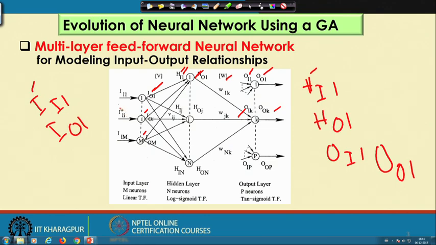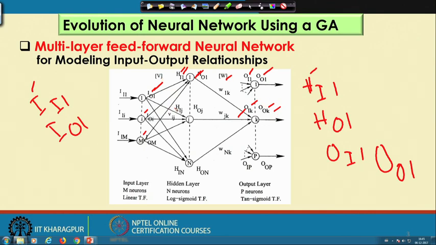For example, say II, that is the input of the ith neuron lying on the input layer, IOI, this is the output of the ith neuron lying on the input layer. Then comes your HIj, that is the input of the jth neuron lying on the hidden layer, HOj, that is the output of the jth neuron lying on the hidden layer. Then comes OIk, that is the input of the kth neuron lying on the output layer, and OOk, that is nothing but the output of the kth neuron lying on the output layer.